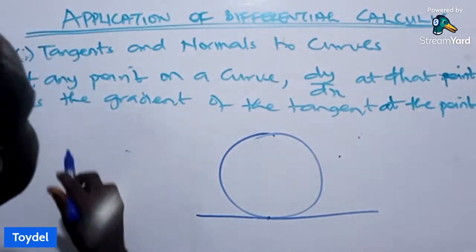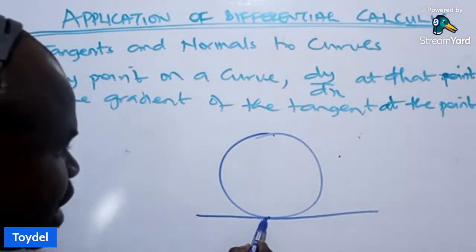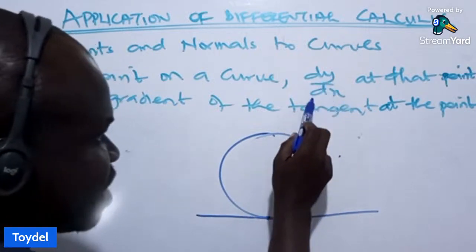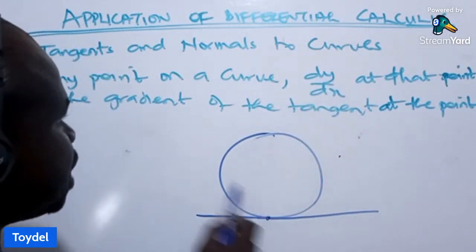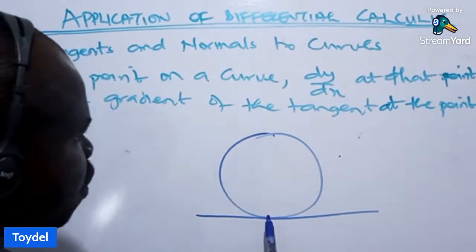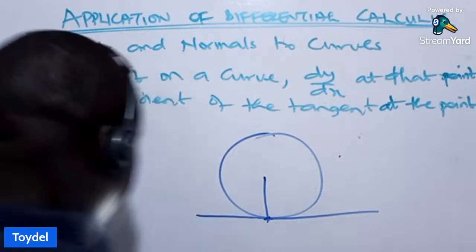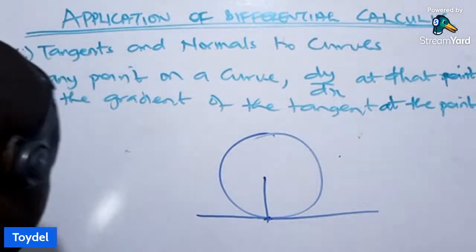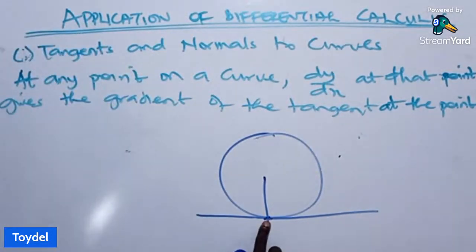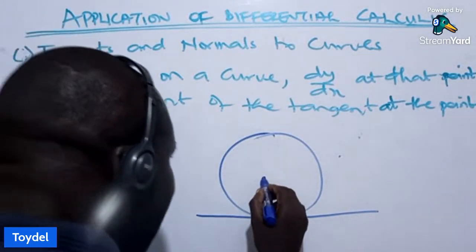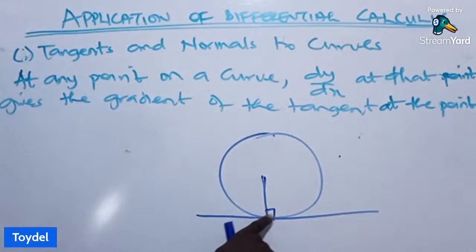So what we're trying to say in this case is that the derivative at this point, the rate of change of y with respect to x, gives the gradient of the tangent at this point. If you have a straight line that is perpendicular to the tangent at this point of tangency to the curve, this line is called the normal to the curve, because that line is perpendicular and makes an angle of 90 degrees to the curve. So I want us to understand this.